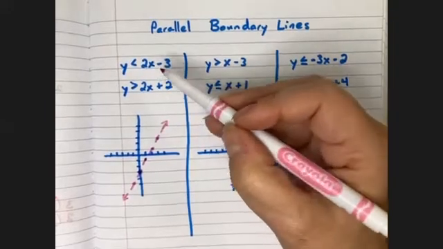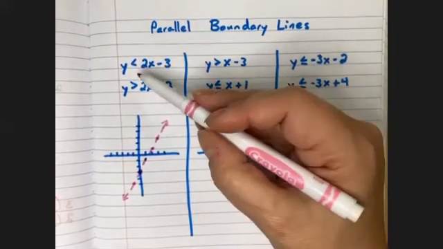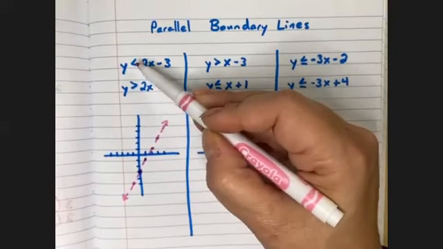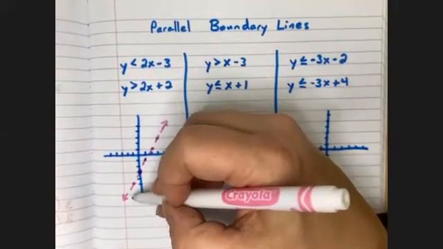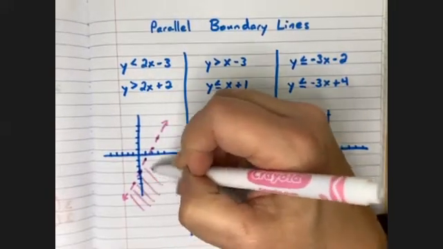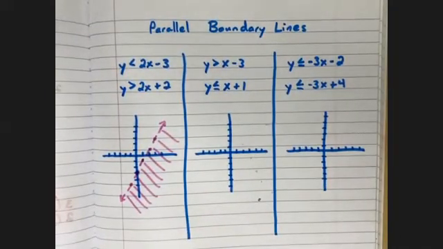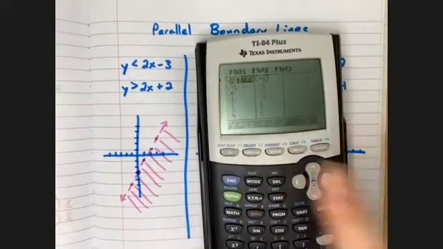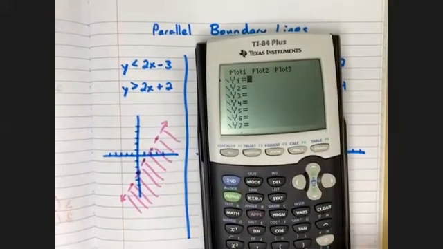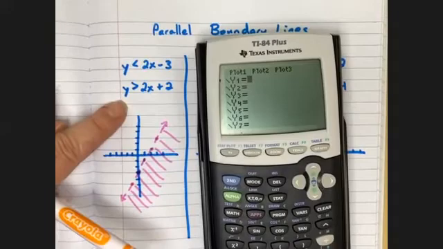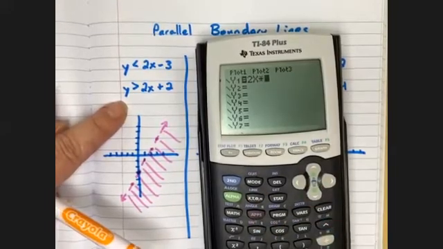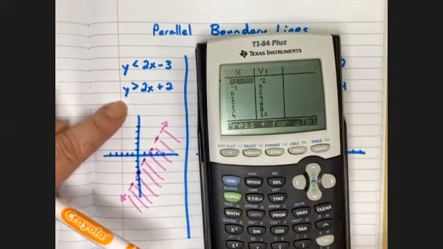Now I need to decide, am I shading above or below? And this is y is less than, so it's below. So I'm going to shade down here. So you're really just solving these exactly the same way. You'll just notice that it's something a little bit weird. Now I'm going to do the bottom one. So I have 2x plus 2, and I'm going to look at the table.